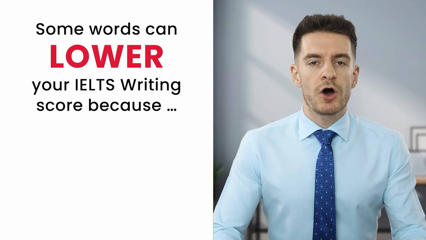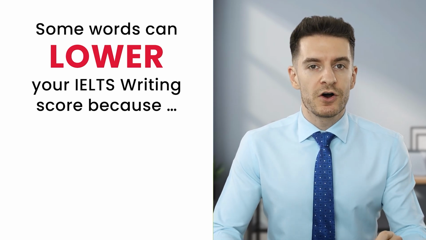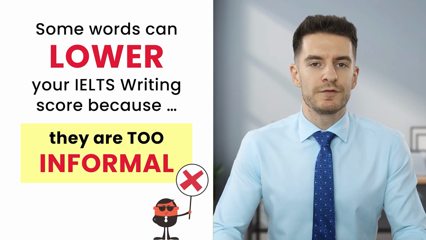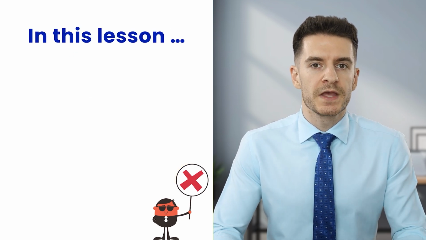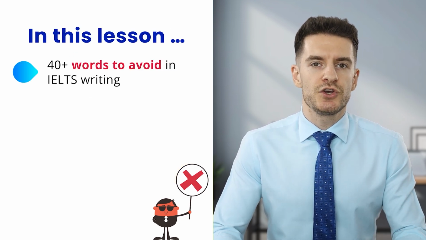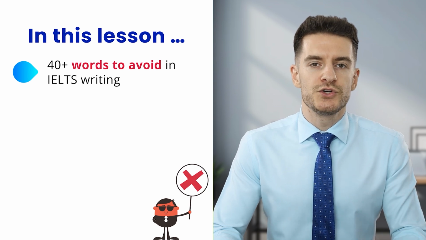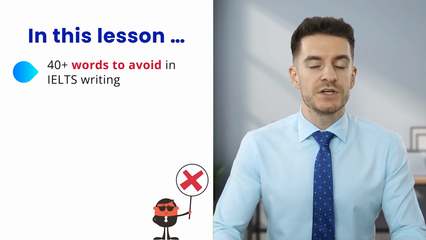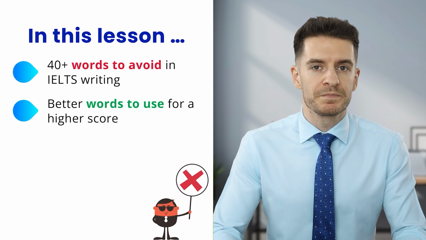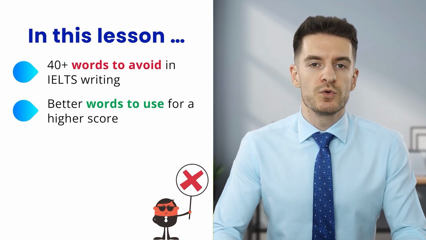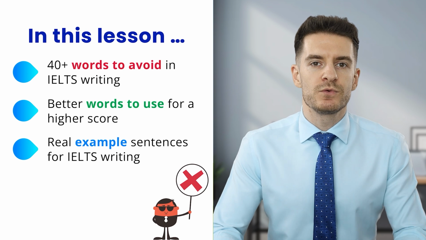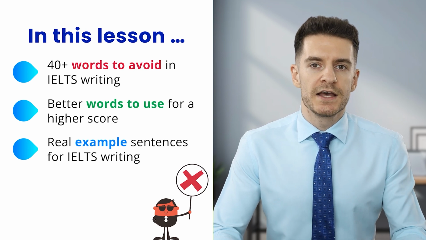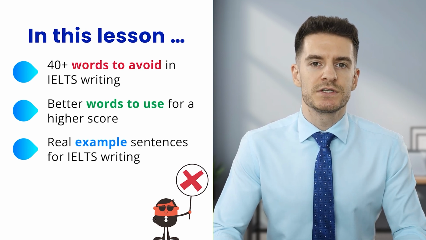Some words can lower your IELTS writing score because they're just too informal. When you're writing for IELTS, you need to use a formal tone. So in this lesson, I'm going to show you more than 40 words you should avoid in IELTS writing, which may reduce your band score, which band 7 plus formal words you can use instead, and we're going to look at real example sentences for IELTS writing so you can understand how to use the words.